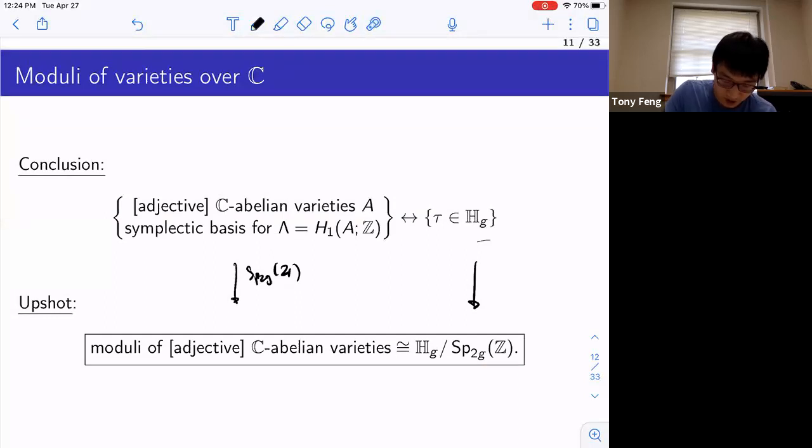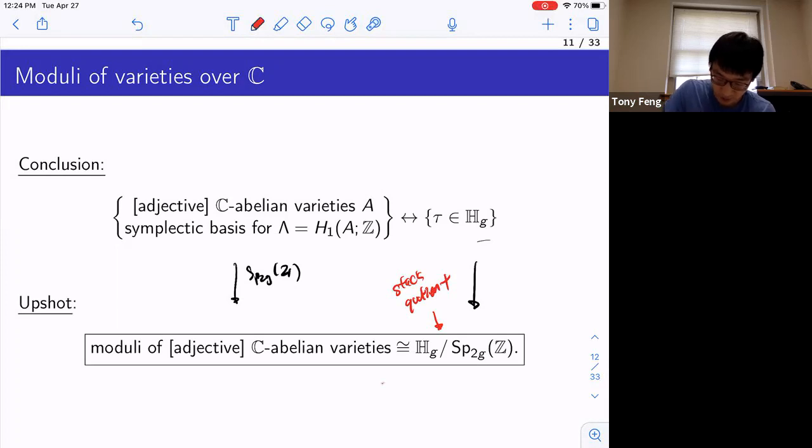Now, let me caution here that I'm taking this quotient in a stack sense. So this is a stack quotient. Strictly speaking, this group doesn't act freely on this Siegel upper half space, but its stabilizers are finite. So as long as I'm willing to call the quotient an orbifold, then this really is an Sp2g(Z)-torsor.